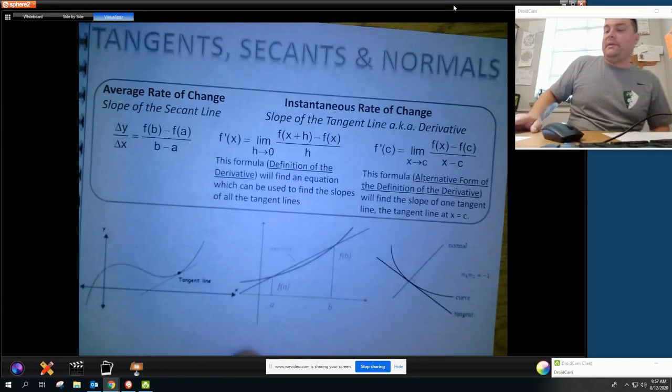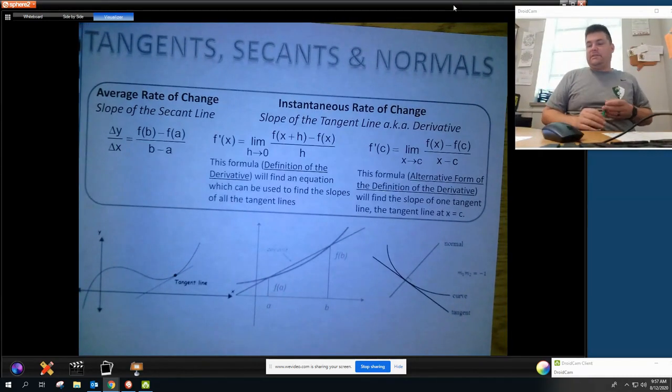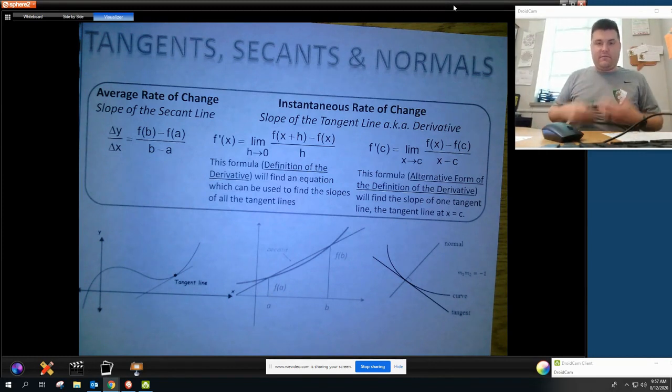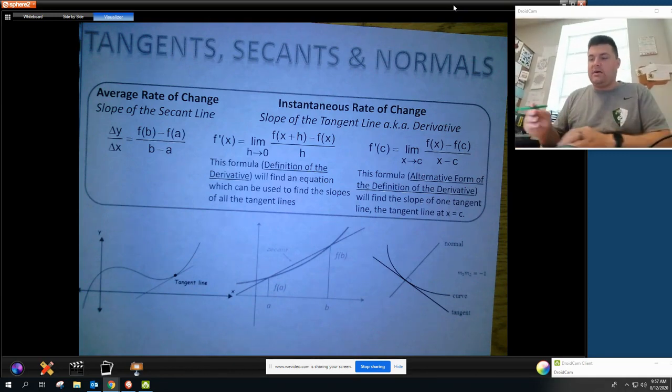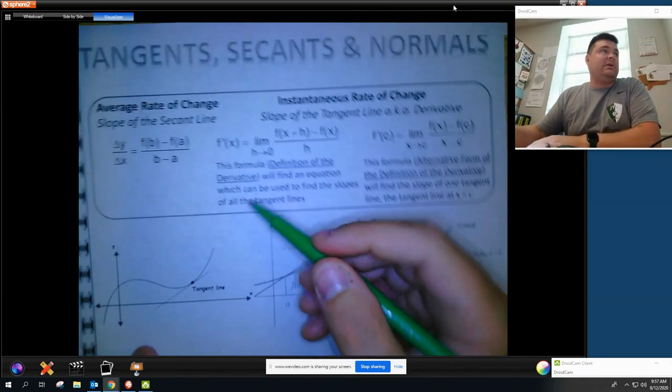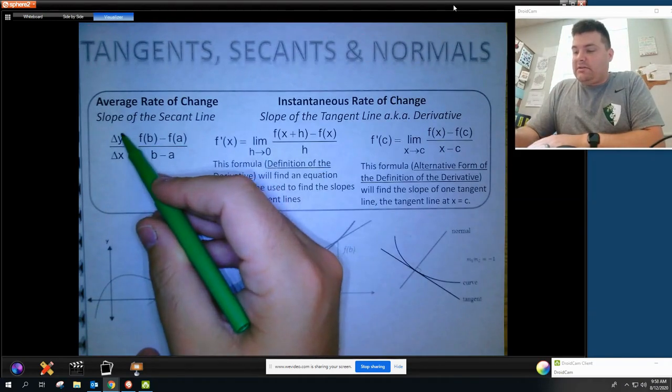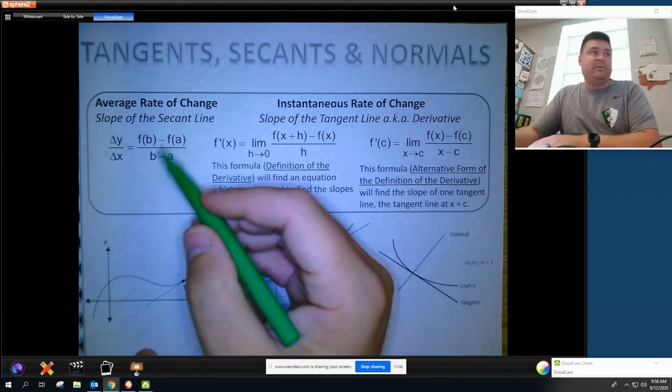So in this video, we're going to be learning about tangents, secants, and normals, really getting closer and closer to what the real identity of calculus is, which is really just a rate of change. So to find the slope of a secant line, this is the formula you're going to use.